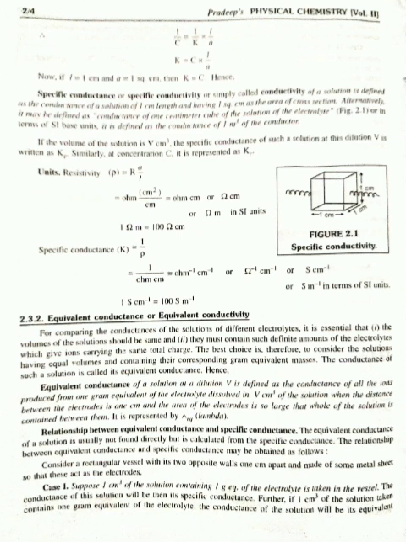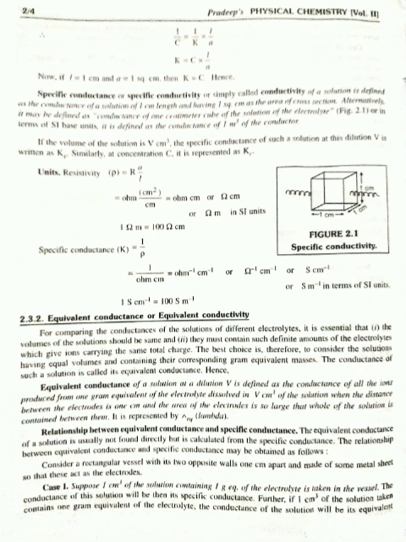Now, if L is equal to 1 centimeter and A is equal to 1 square centimeter, then K is equal to C. Hence, specific conductance or specific conductivity, or simply called conductivity, of a solution is defined as the conductance of a solution of 1 centimeter length and having 1 square centimeter as the area of cross section. Alternatively, it may be defined as conductance of 1 centimeter cube of the solution of the electrolyte, or in terms of SI base units, it is defined as the conductance of 1 meter cube of the conductor.